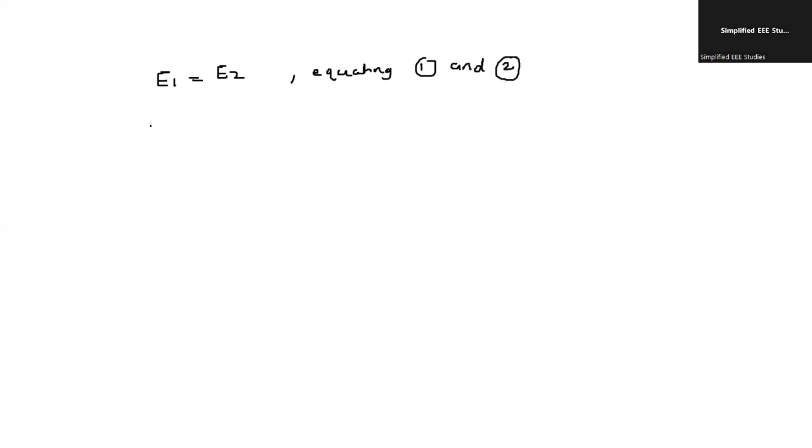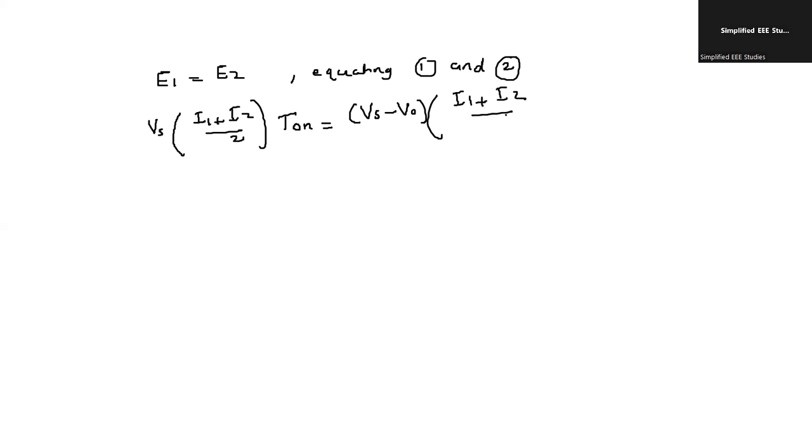We'll write Vs into (I1 plus I2) divided by 2 into T on must be equal to (Vs minus V naught) into (I1 plus I2) divided by 2 multiplied with the T off. So straight away I can delete these two terms. I can directly cancel them because the same term is repeating on the LHS and RHS. Kindly rewrite the remaining terms: Vs into T on equals (Vs minus V naught) into T off.